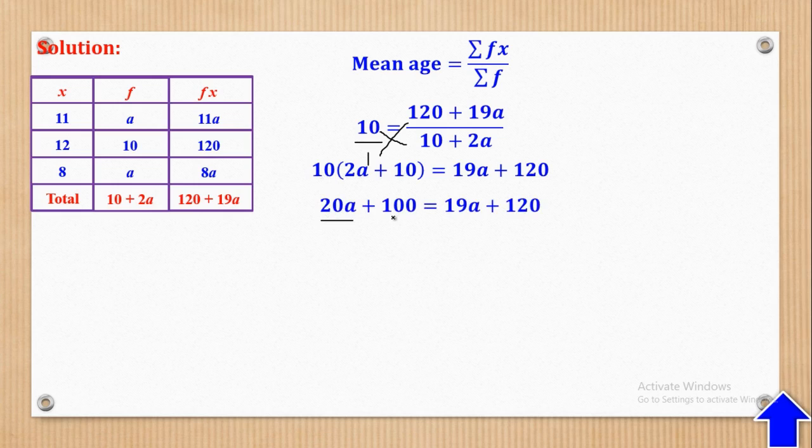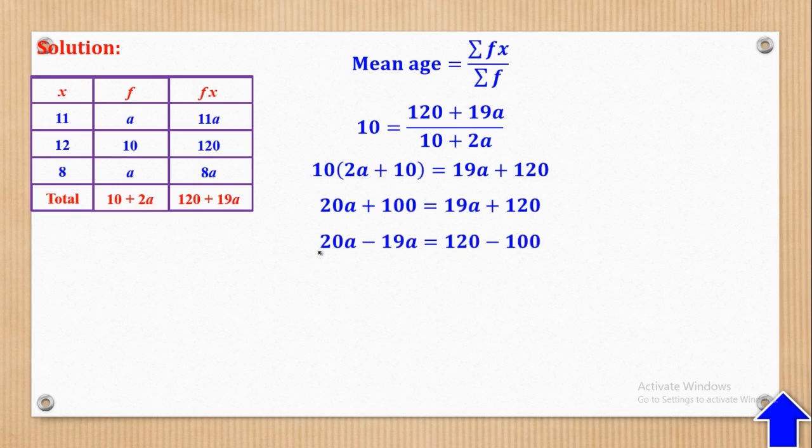Then 10 times 10 will give you 100a. This side should remain the same, 19a plus 20. Now next we'll be collecting like terms. This 19 will come this side to become 20 minus a, and this 100 will come this side to become 120 minus a, which is that.